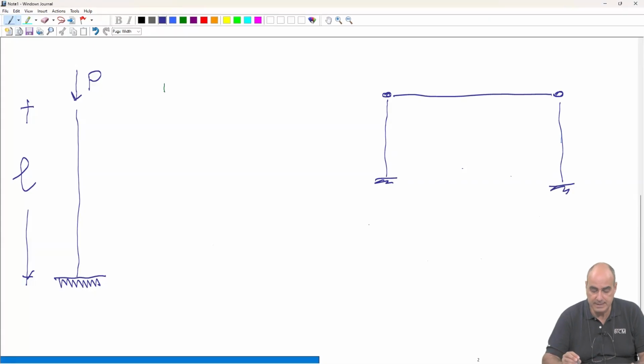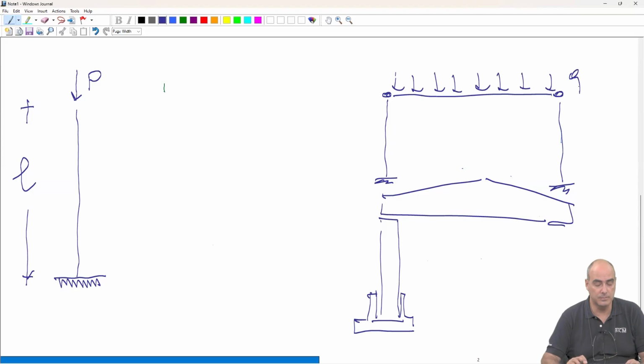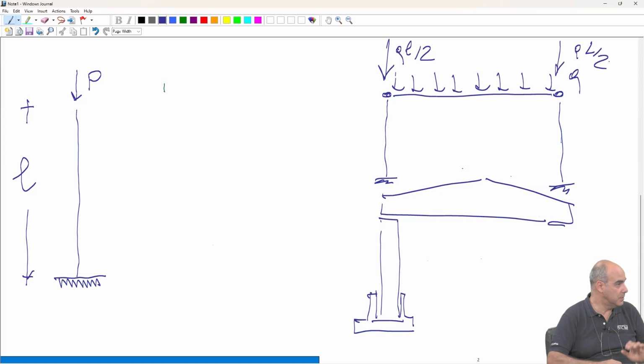These are your columns, for example, which go into the precast foundation. And here you have your beam, which is like the beam that we saw. So this is the way in which you model it. If you have the self-weight here, Q, here you have QL half and QL half, and this will be your load P. So this is an example.